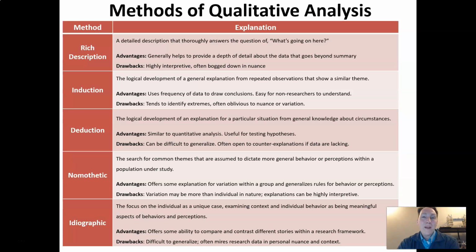And often, if the data are lacking, you have to be open to counter explanations that also mean that your theory or your hypotheses may not fully be able to be tested and improved if your data are not sufficient. So students often get the distinction between induction and deduction confused.